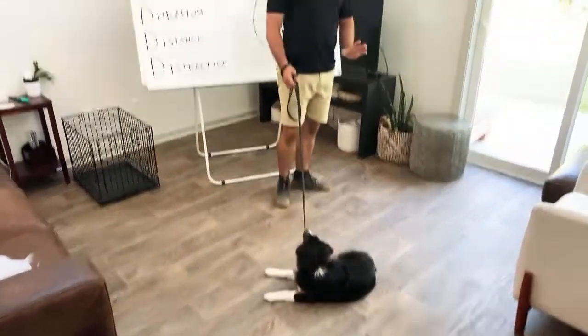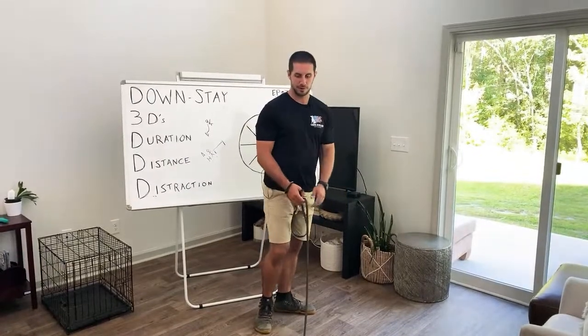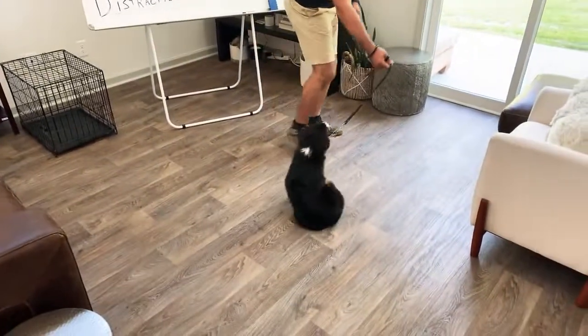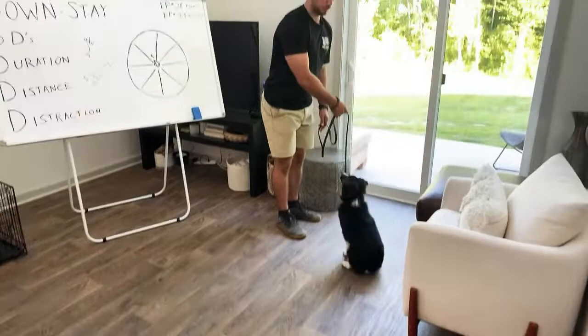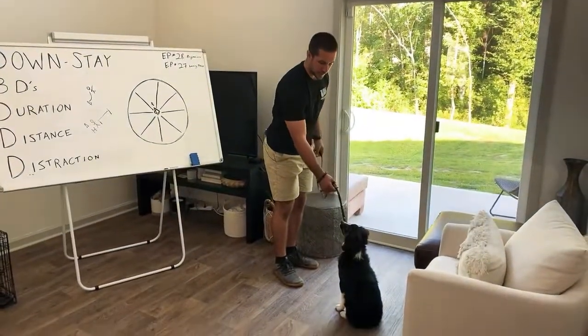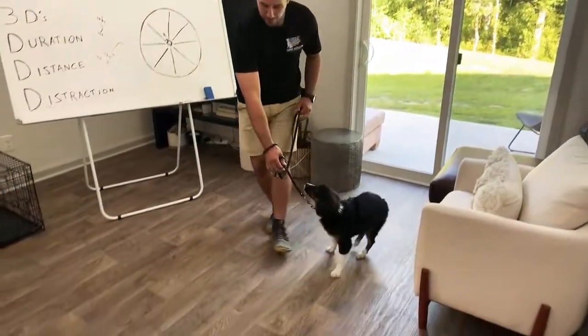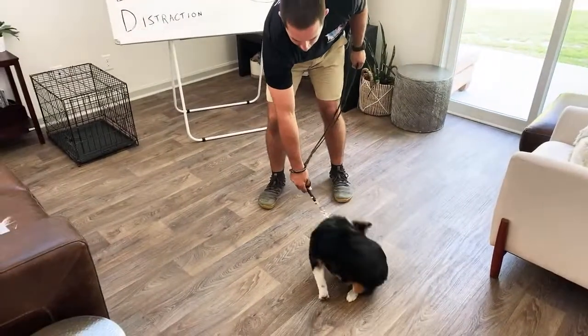Now let's say for an example, and I'm gonna set her up for failure right here, but let's say for example, she moves over here when I'm working on the downstay, right? All I do is I grab short on the leash, I move her right back to where she was. Nope.